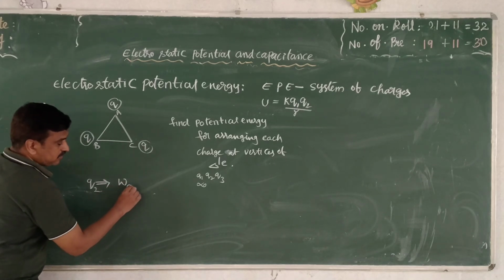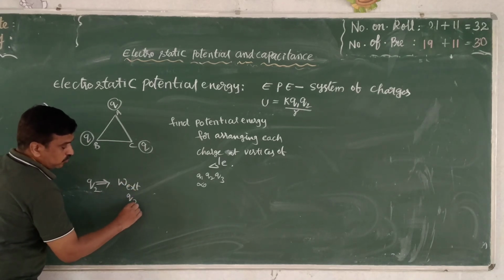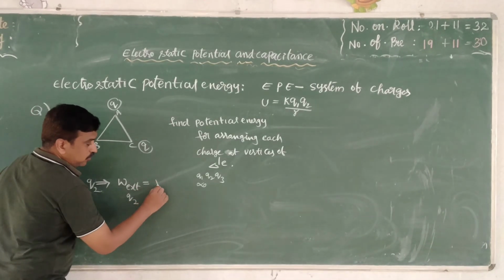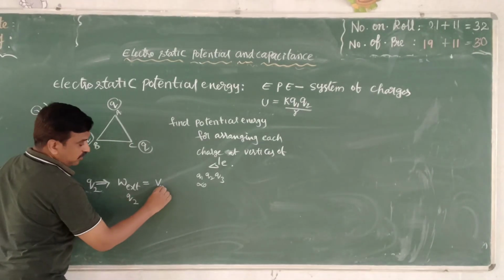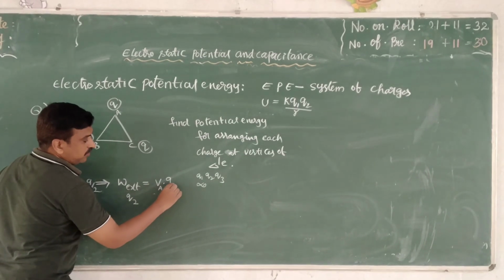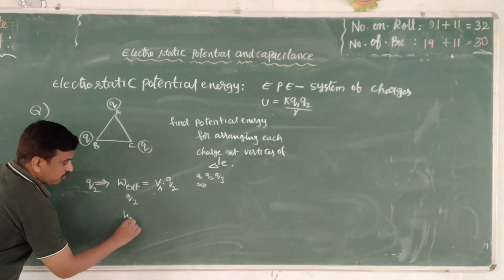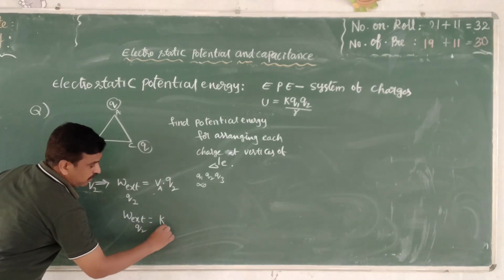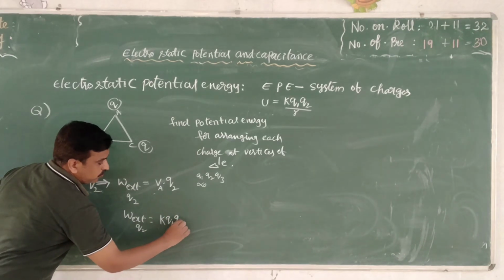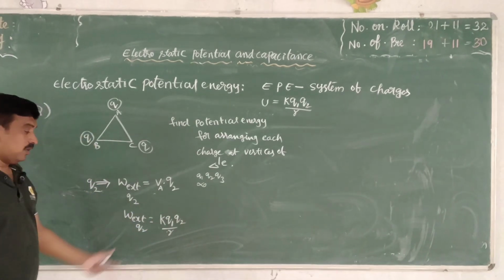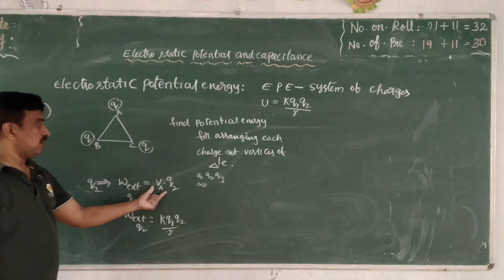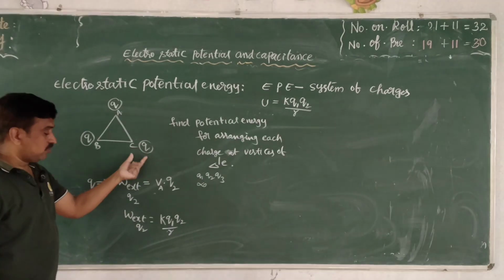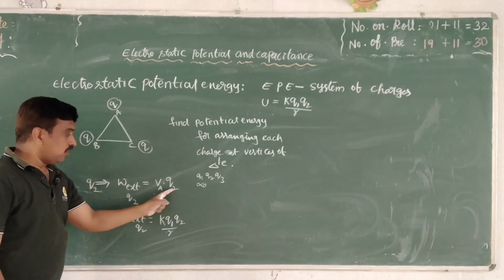The work done by the external agent in bringing q2 charge and arranging it at position C is the potential due to A times the charge being brought, q2. So the work done by the external agent in bringing q2 equals k q1 q2 by R. Why can we write this? Because the charge at A develops some potential at C, which is k q1 by R, times the charge q2.